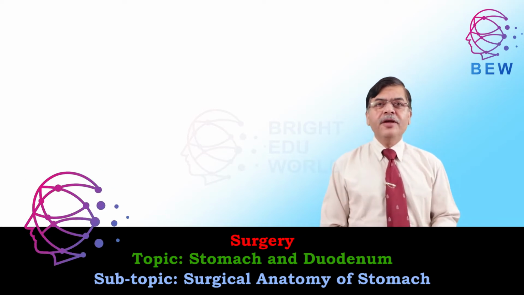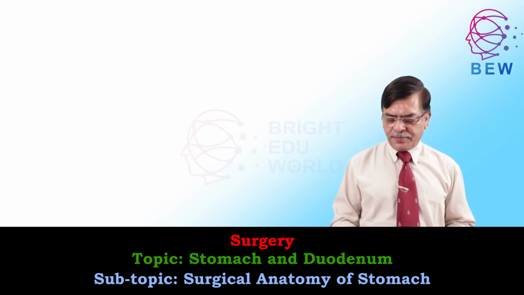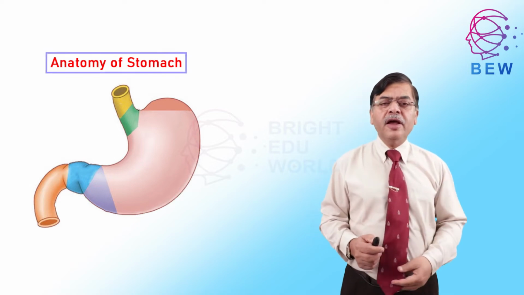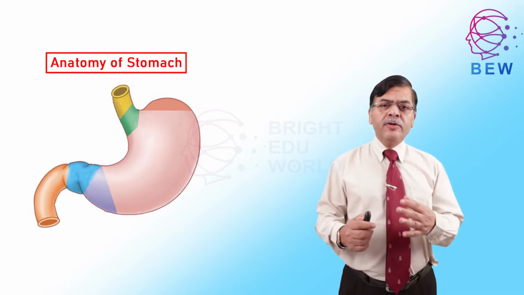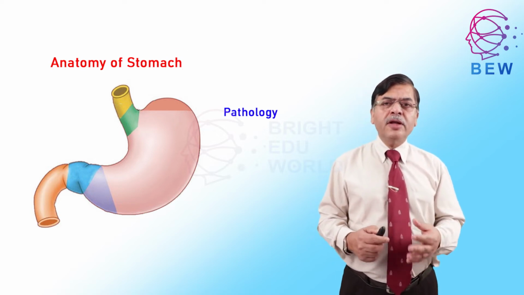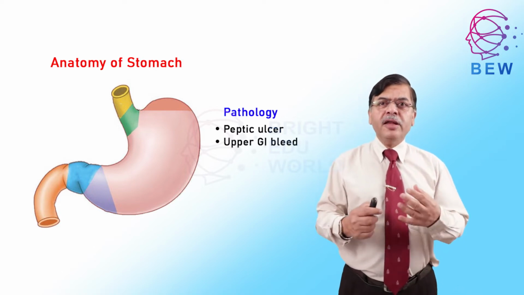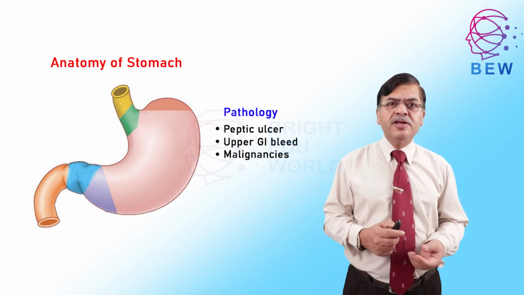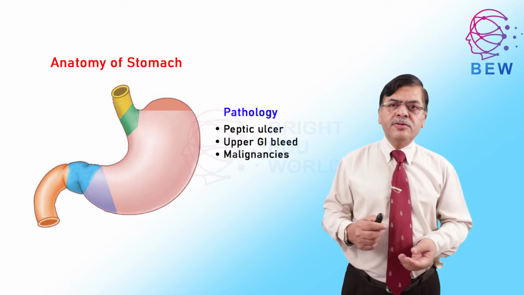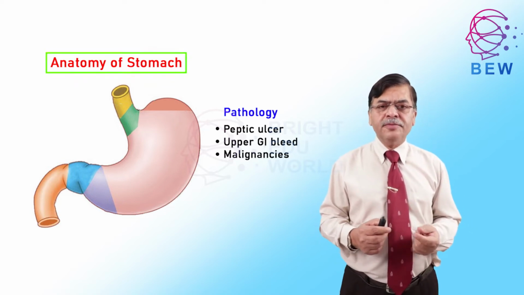Hello friends, today we will start a series of lectures on stomach and duodenum, and in that we will be covering initially the anatomy and physiology of stomach, followed by various pathologies which can occur in stomach or in duodenum, particularly the peptic ulcer, the bleeding, upper GI bleeding, malignancy, which are very important conditions of stomach and duodenum. So before we go on to those pathologies, let us first understand the anatomy and physiology of the stomach.